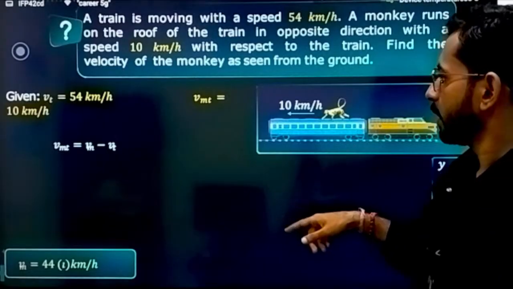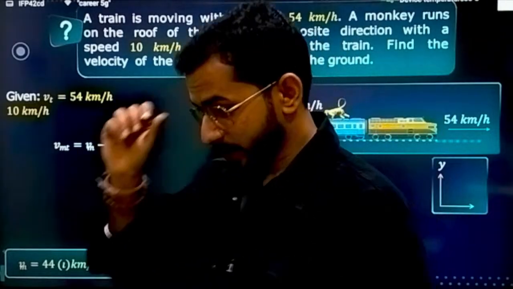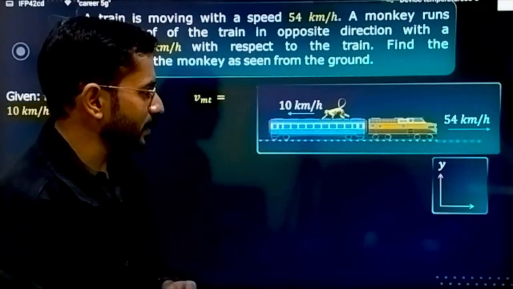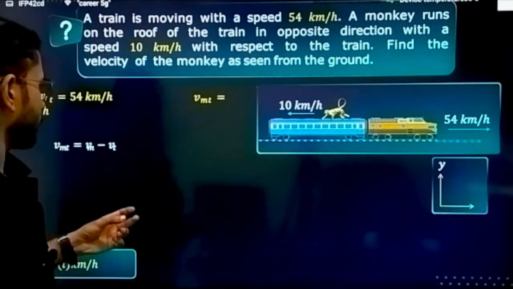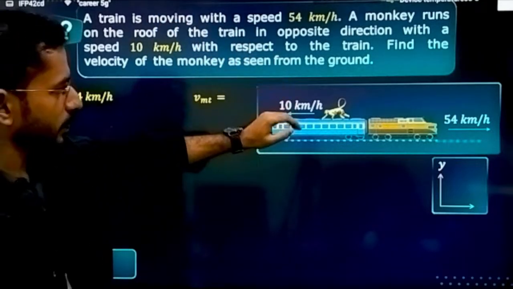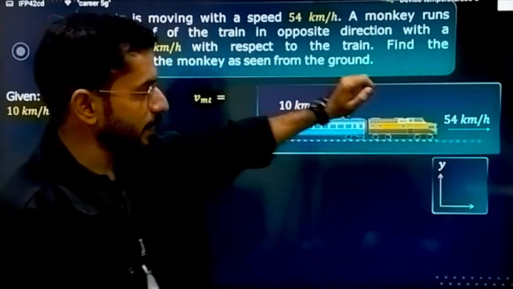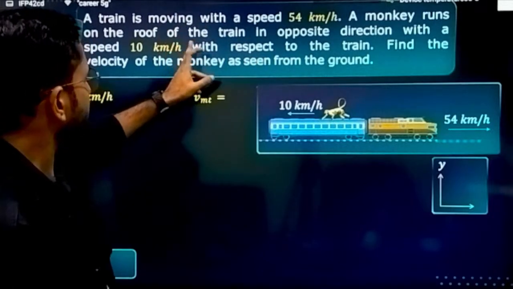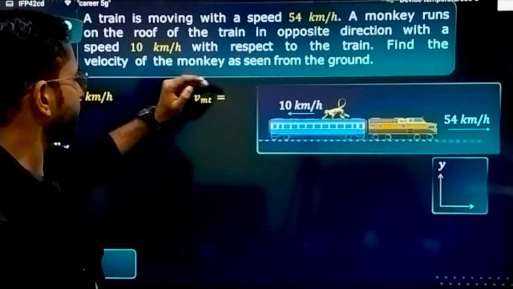Is it clear? Let's suppose this question, a very interesting question. Just from common sense, just tell me. After that, we will see how to solve this kind of question. That is a different thing. A train is moving with 54 km per hour. A train is moving in the forward direction with 54 km per hour. A monkey runs on the roof of the train opposite to the direction with a speed of 10 km.